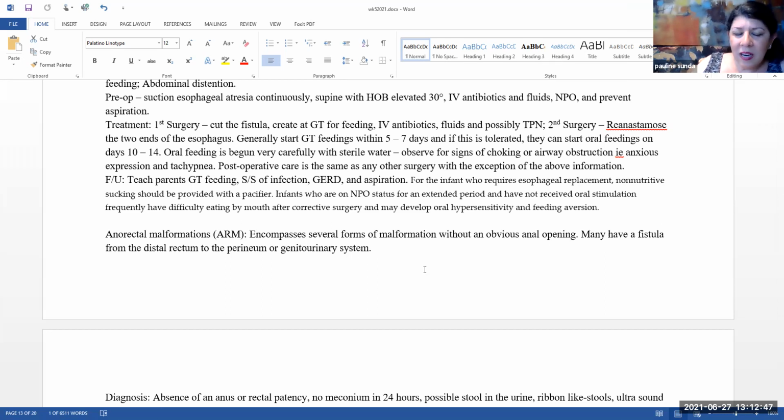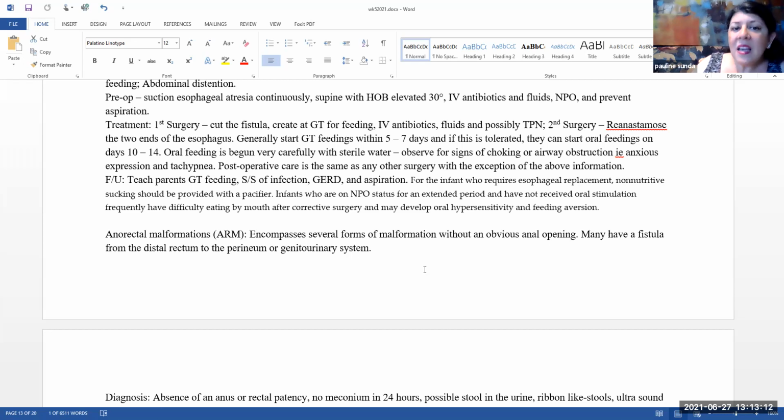Follow-up: you want to teach parents gastrostomy tube feeding and signs and symptoms of infection. They are at increased risk for GERD, so parents need to pay attention to signs and symptoms of that, and also monitor for aspiration. For the child or infant who requires esophageal replacement, non-nutritive sucking should be provided with a pacifier.